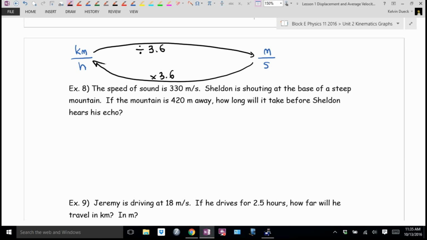So it says this. Speed of sound is 330 meters per second. That's about right. Actually, the speed of sound varies. It changes based on temperature, altitude, and how much moisture there is in the air. So it varies anywhere between 320 and 340 meters per second. 330 is good enough. Sheldon is shouting at the base of a steep mountain. If the mountain is 420 meters away, how long will it take before Sheldon hears his echo?